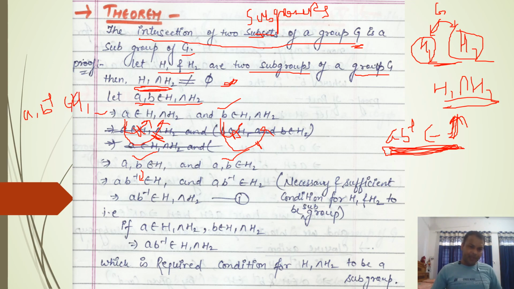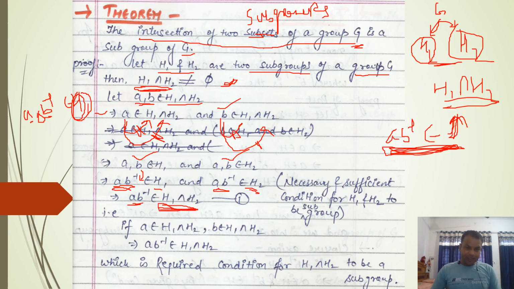Because H1 is a subgroup, in our previous theorem we understood that if there are two elements in a subgroup, then the closure property will also be satisfied. So A times B inverse will also belong to H1. So I can write AB inverse belongs to H1. Similarly, AB inverse belongs to H2. So it belongs to H1 and H2 both, so it will be available in their intersection. So AB inverse is available in the intersection of the two subgroups.